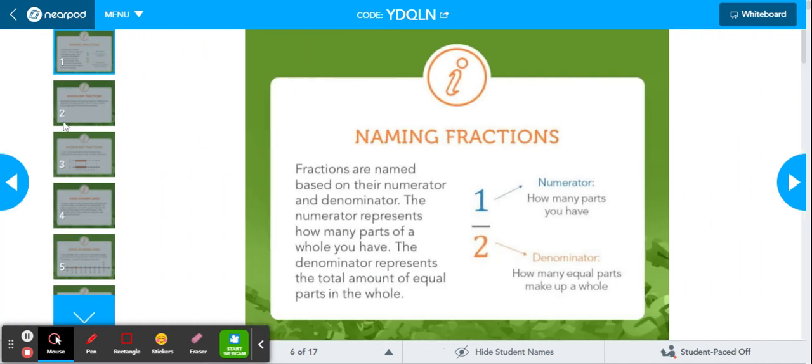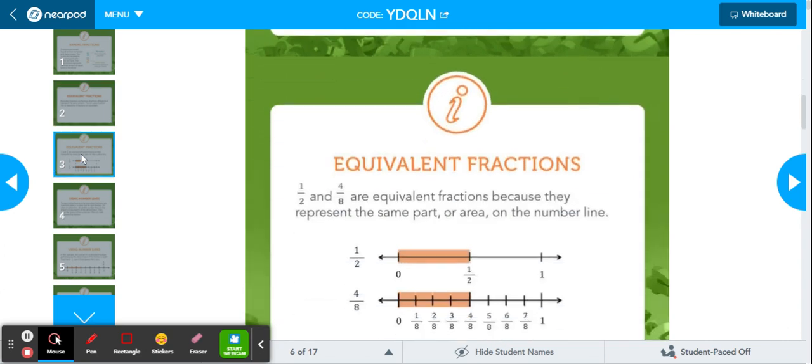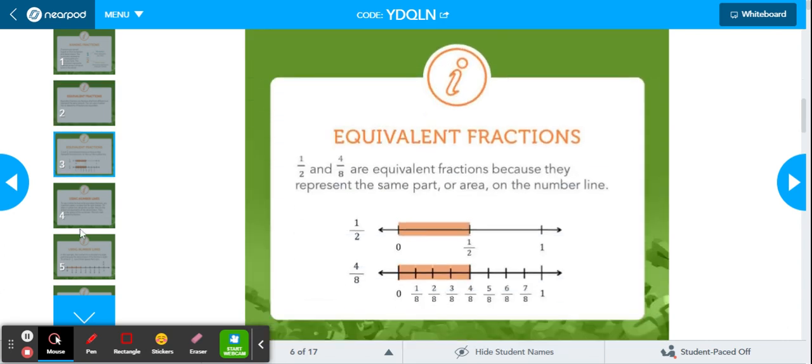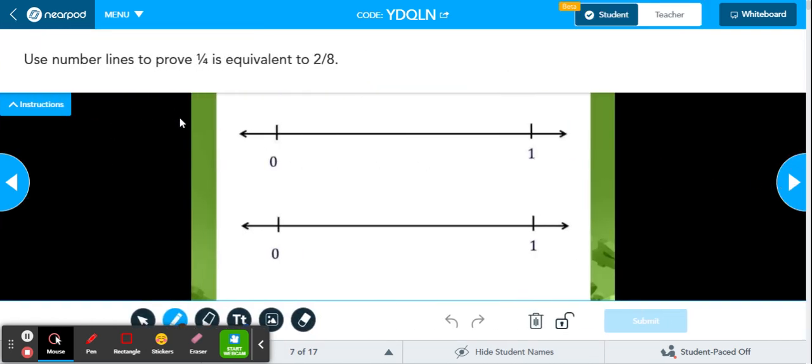So these few slides you will notice look quite similar about naming fractions, equivalent fractions, but then it gets into the differences. Last time was about area models, this time's about number lines. So be sure you read through this to get a refresher on using number lines for equivalent fractions. Let's go through one example here.